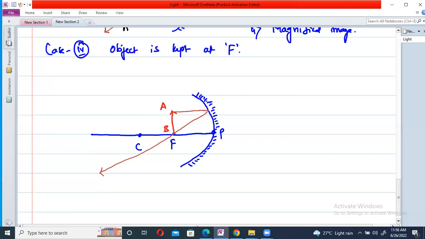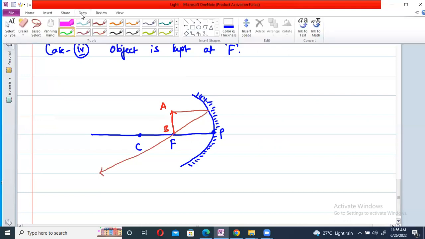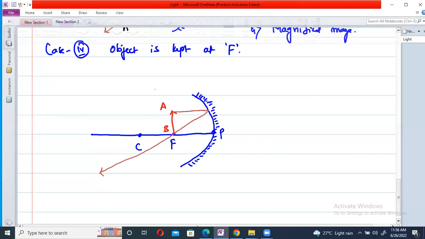So I should draw the ray in such a way that one more condition applies. Did you remember? Rule number 3 says that if the ray is passing through the center of curvature, see, this is the ray passing through the center of curvature. It goes and is incident on the mirror. But as soon as it is incident on the mirror, the reflected ray also comes back in the same direction. See, it is also coming back in the same direction.